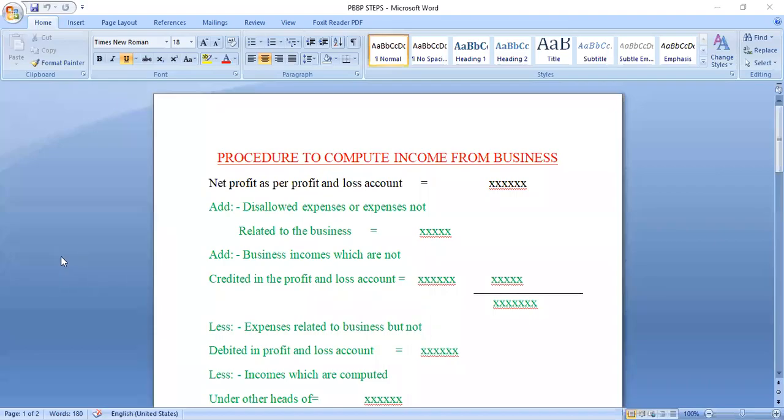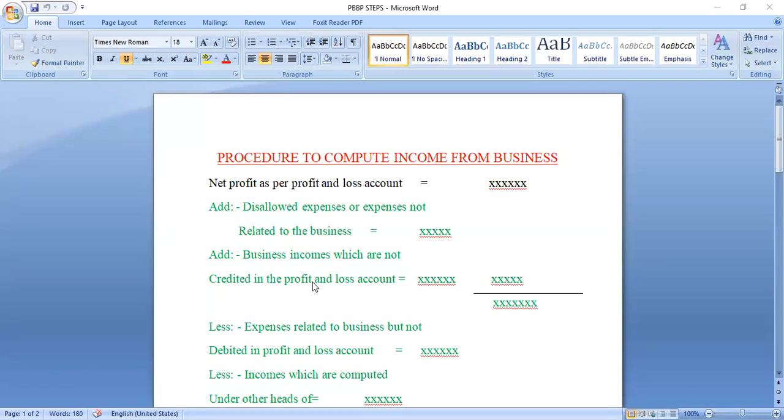which are not recorded on the credit side of P&L account. Those business incomes are related to the business, not personal. Then, first what you have to do, add up all the disallowed expenses, expenses not related to the business. Second, again, add those business incomes which are not credited in the P&L account.